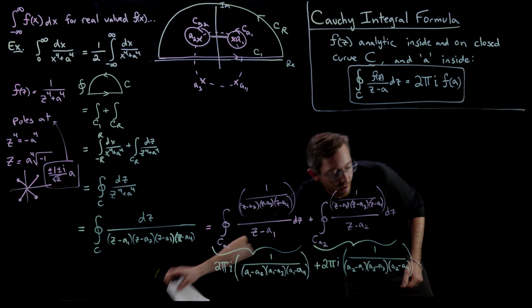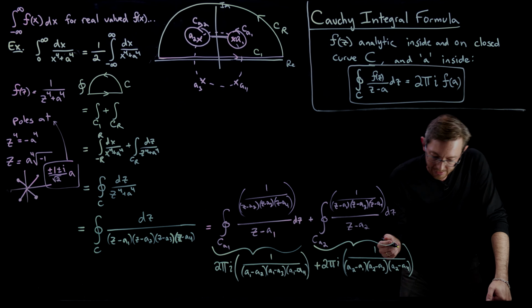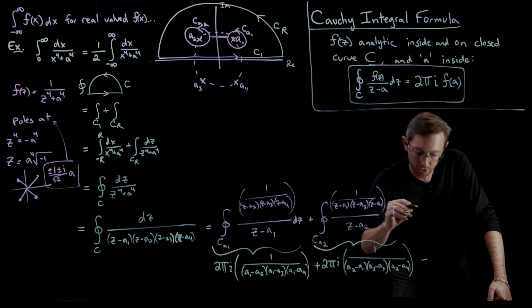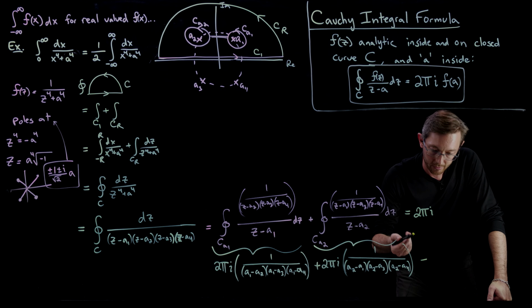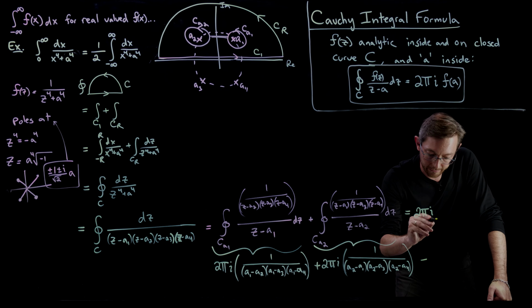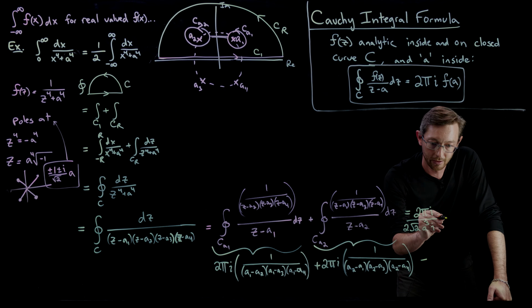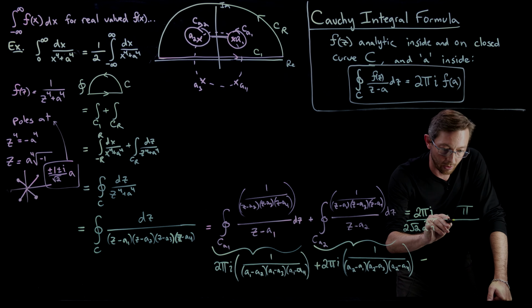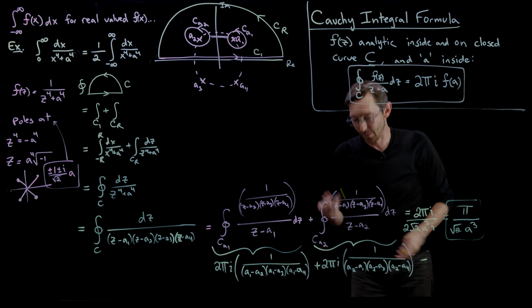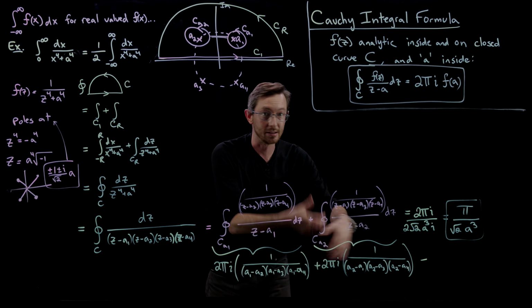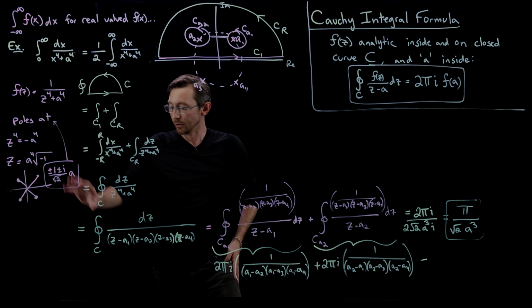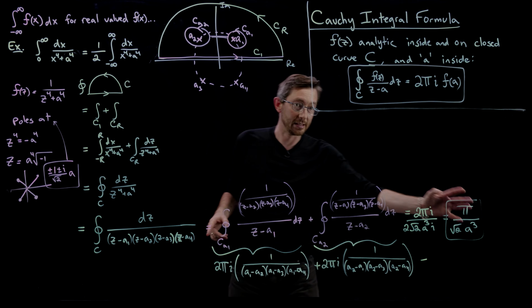It doesn't matter. What this equals is essentially 2 pi i divided by 2 root 2 a cubed i, which simplifies to pi over root 2 a cubed. All you have to do is plug in a1, a2, a3, a4 into these expressions and do the math with these a's, and this is what's going to pop out.